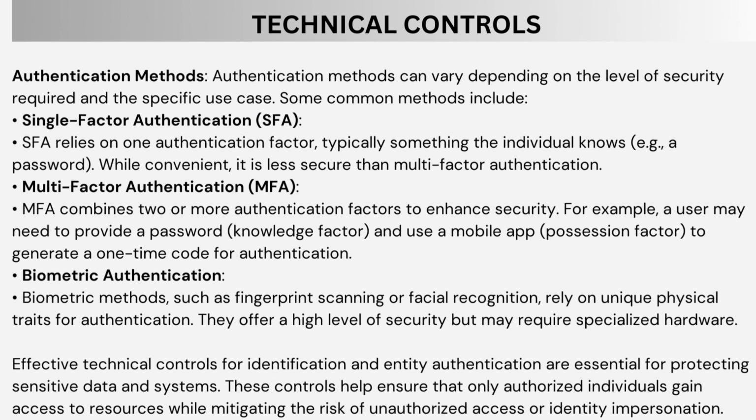Then we have biometric authentication. Biometric methods such as fingerprint scanning or facial recognition rely on unique physical traits for authentication. They offer a high level of security but may require specialized hardware. Effective technical controls for identification and entity authentication are essential for protecting sensitive data and systems. These controls help ensure that only authorized individuals gain access to resources while mitigating the risk of unauthorized access or identity impersonation. We have come to the end of the topic of principles of computer security.